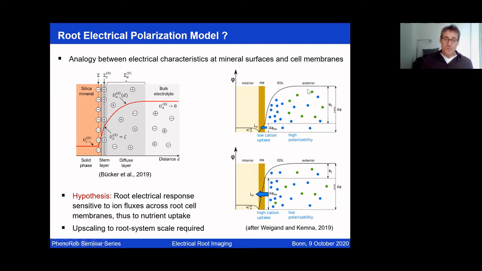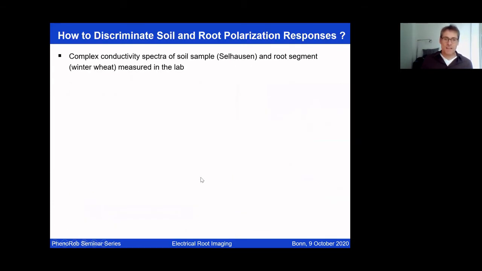Okay, and from this it is important to note, we also expect that our electrical polarization response, also at the entire root system scale, bears some sensitivity to nutrient uptake, actually. We don't know exactly at which scales all this happens, but there should be a general sensitivity. Which is important for us, because this is at the basis of what we would refer to as physiological sensitivity of this electrical measurement.